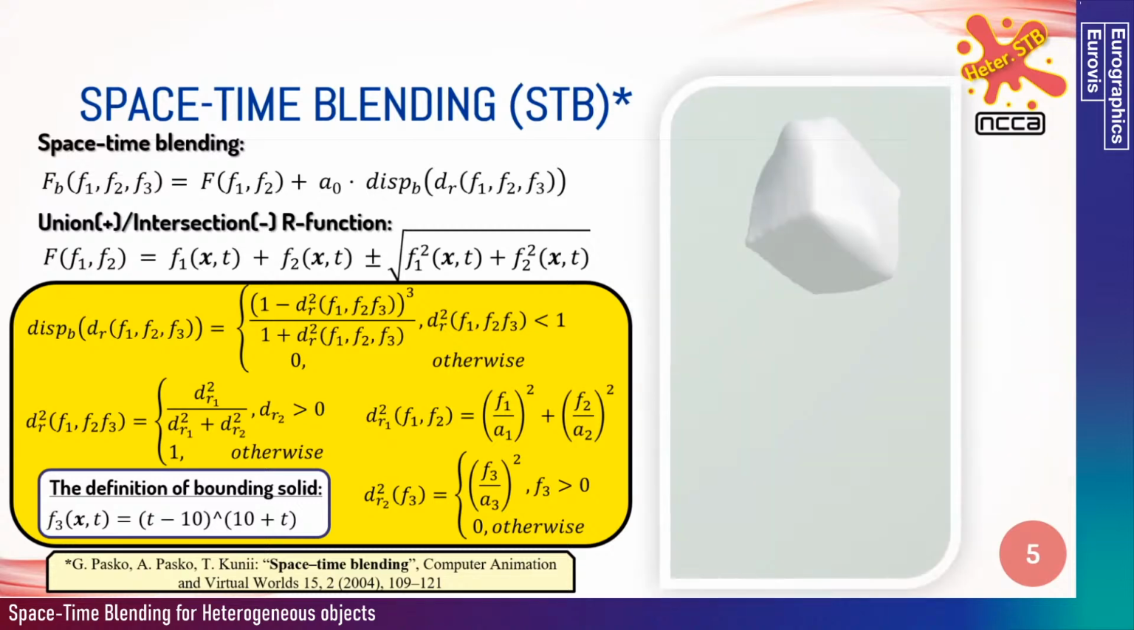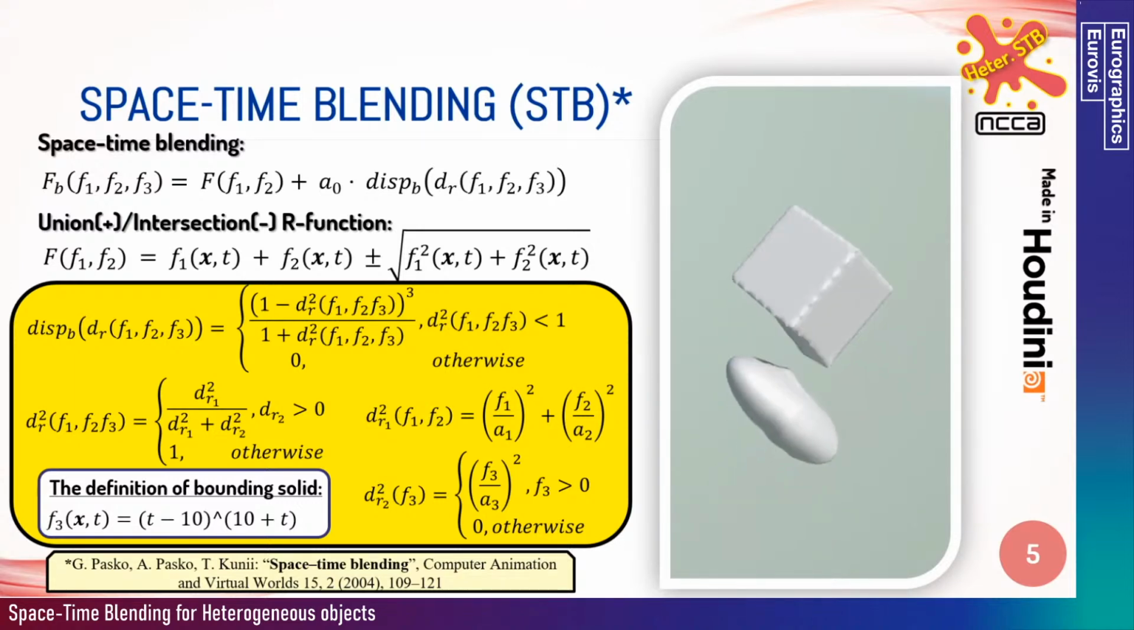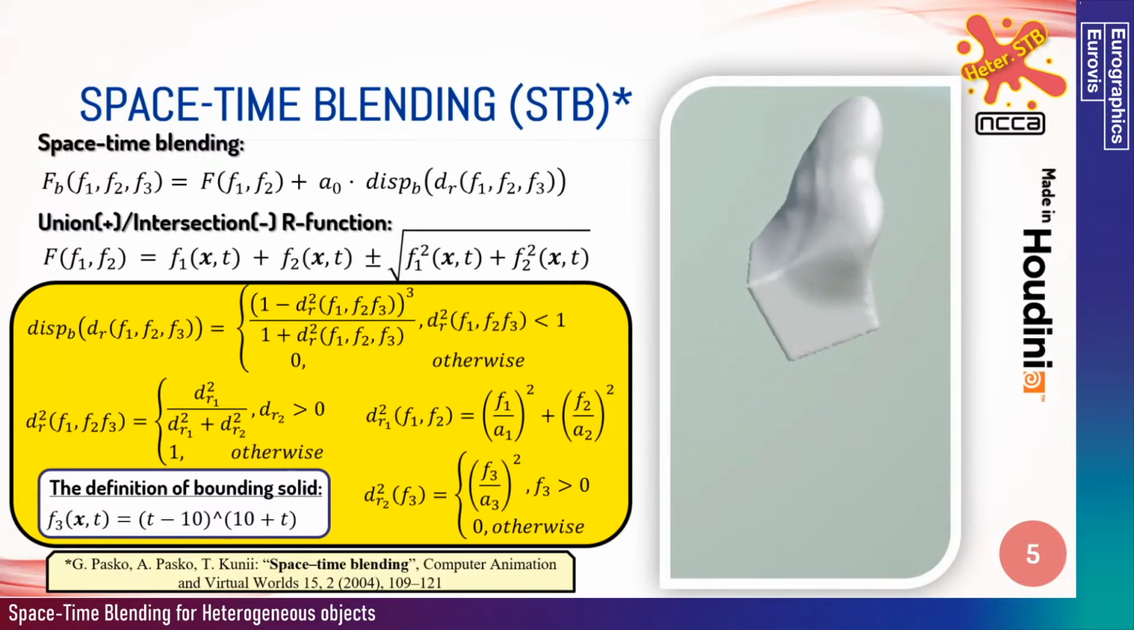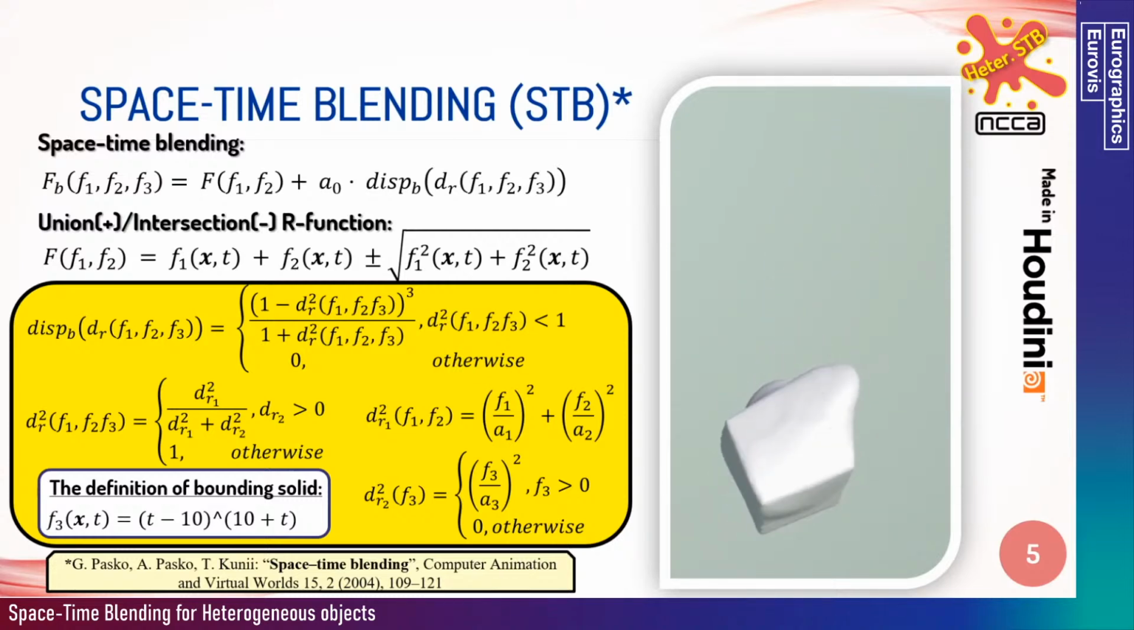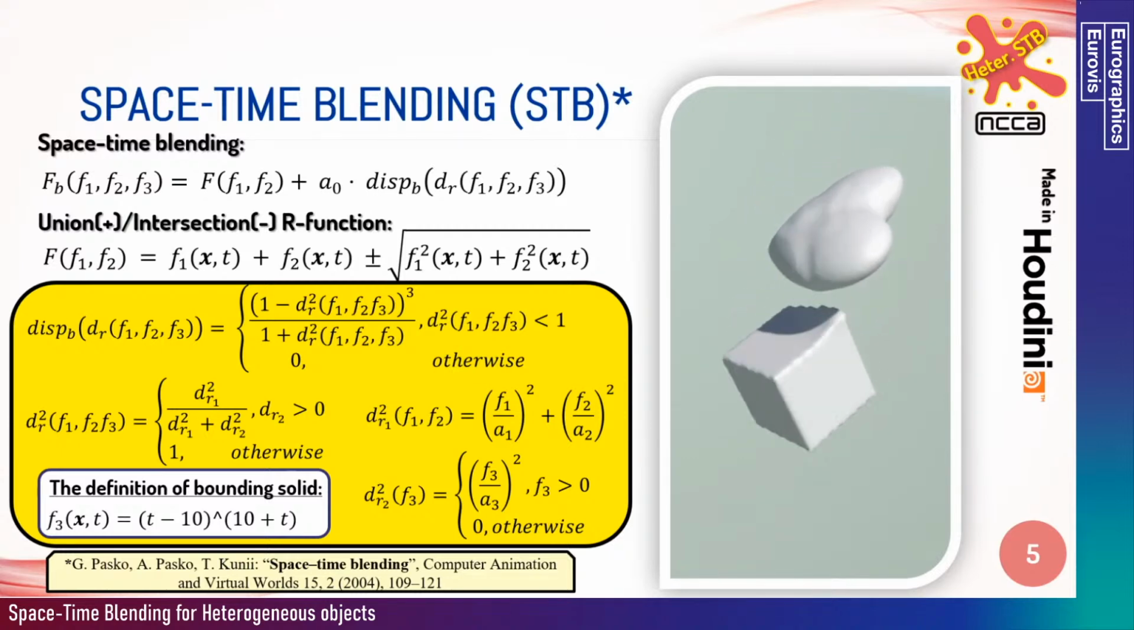And now we can see the space-time blending method applied to an HFREP hard object and an SDF cube that are defined without materials. This animation sequence was obtained without establishing any correspondences using Houdini.